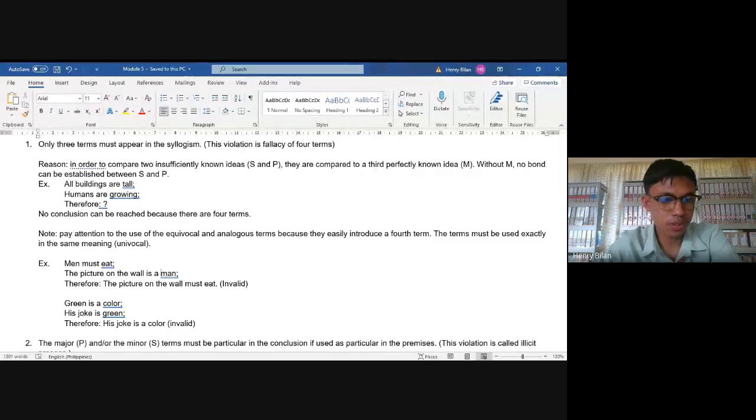Similar with our next example. Green is a color. His joke is green. Therefore, his joke is a color. Seemingly, it is valid. But if you're going to analyze it, it is invalid. Bakit, nakikita mo ba ang kulay ng joke? Of course not. But what makes it invalid again? Kasi yung green sa una, tumutukoy sa nakikitang kulay. Pero yung green dito, sa his joke is green, is different. Figurative na siya. So, these are two different terms. Hence, if we're going to count the terms in the syllogism, there are four: green, color, joke, and green. Kaya invalid siya.